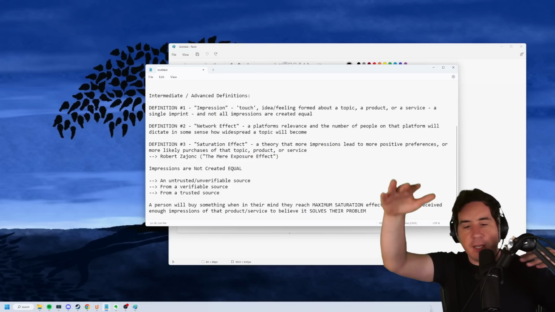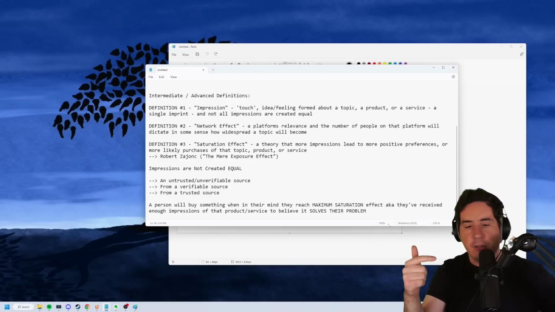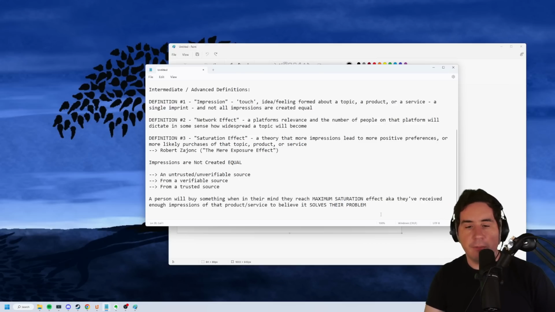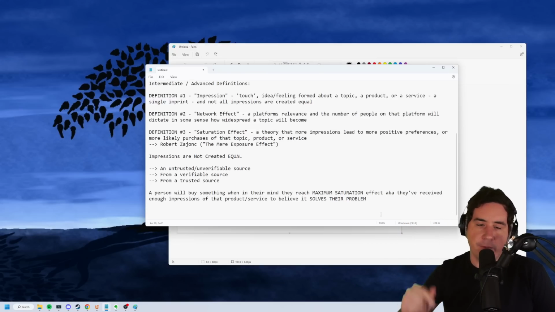So the amount of impressions has to go up to make people actually believe that this is going to solve their problem, because there's 50 other people telling them that it's going to solve their problem. All right.